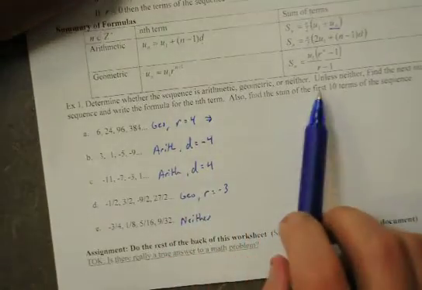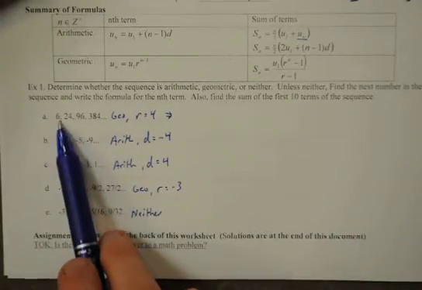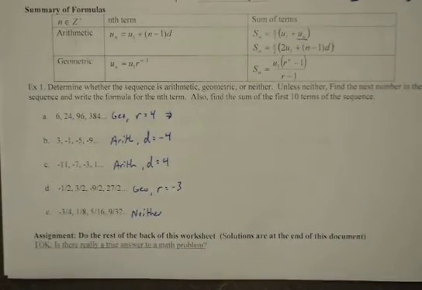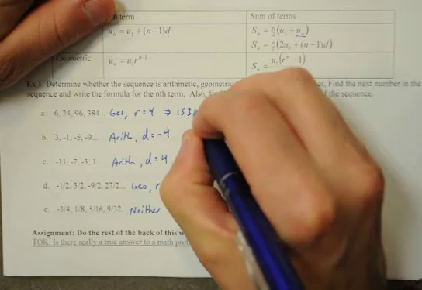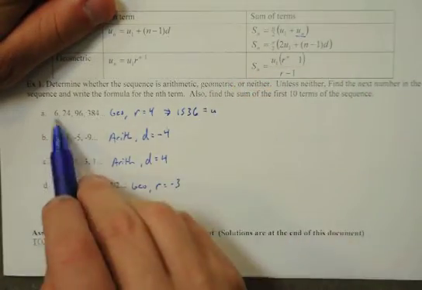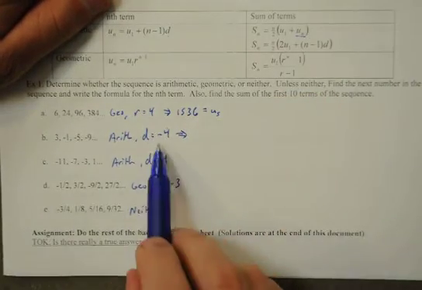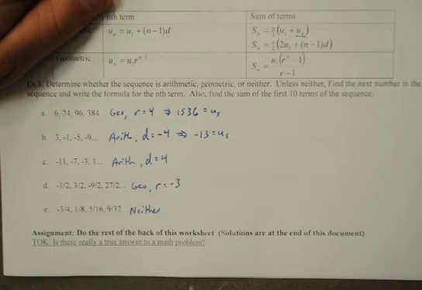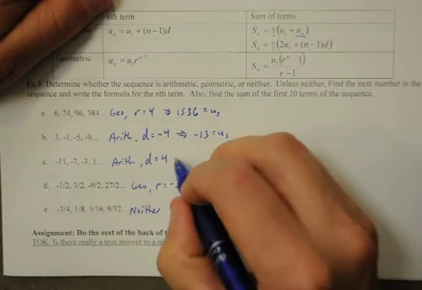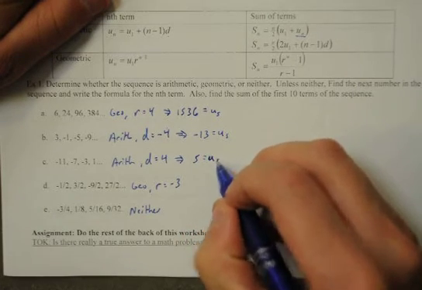Alright, so now let's go up to this top one, and then the rest of the directions. Find the next number in the sequence. So times 4 is 1536. We would write that's the fifth term, u5. Here we're subtracting 4. It's the fifth term. Here we are adding 4. The fifth term.